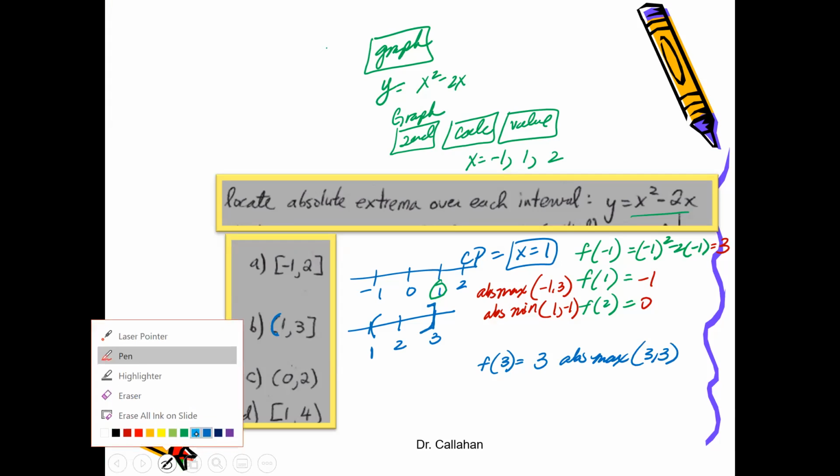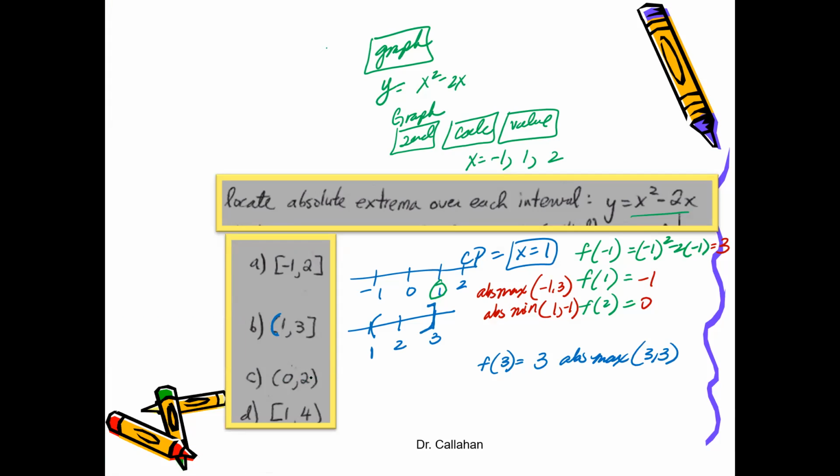Then for C, you have 0 and 2, so you can actually use your critical point f of 1 because that's in between there. So you get a -1, and that is going to be your absolute min at 1 comma -1.